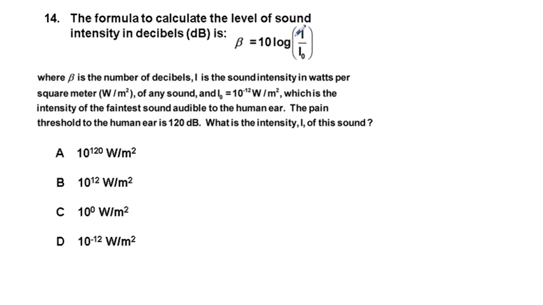The formula to calculate the level of sound intensity in decibels, dB, is beta equals 10 log of the ratio of I to I sub 0, where beta is the number of decibels, I is the sound intensity in watts per square meter of any sound, and I sub 0 is 10 to the negative 12 watts per meter squared, which is the intensity of the faintest sounds audible to the human ear. The pain threshold in the human ear is 120 decibels. What is the intensity I of the sound?